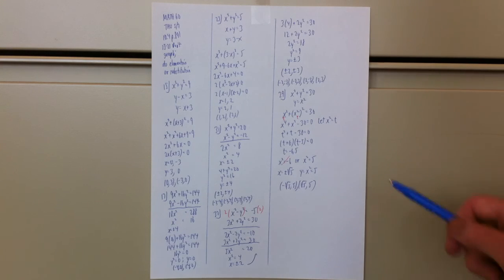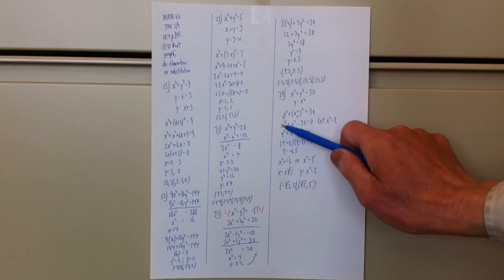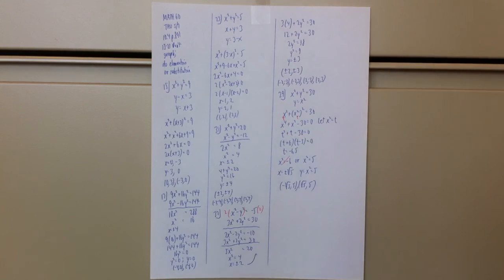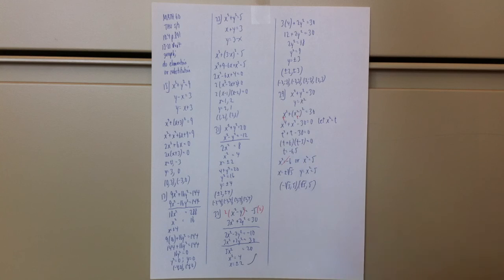I will make a substitution. Let x squared equal t. So that way, if I call this t, this is like t squared, because x to the fourth is x squared squared, or t squared, plus t minus 30 equals 0. Factor: t plus 6, t minus 5 equals 0, which gives me t is equal to negative 6, or t equals 5 by the zero factor property.